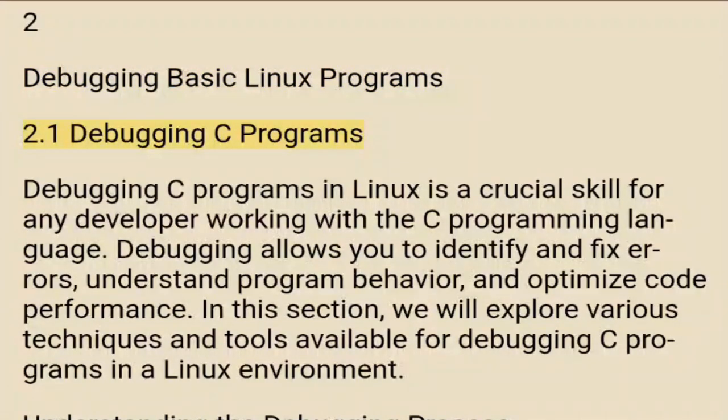2. Debugging basic Linux programs. 2.1 Debugging C programs. Debugging C programs in Linux is a crucial skill for any developer working with the C programming language. Debugging allows you to identify and fix errors, understand program behavior, and optimize code performance. In this section, we will explore various techniques and tools available for debugging C programs in a Linux environment.